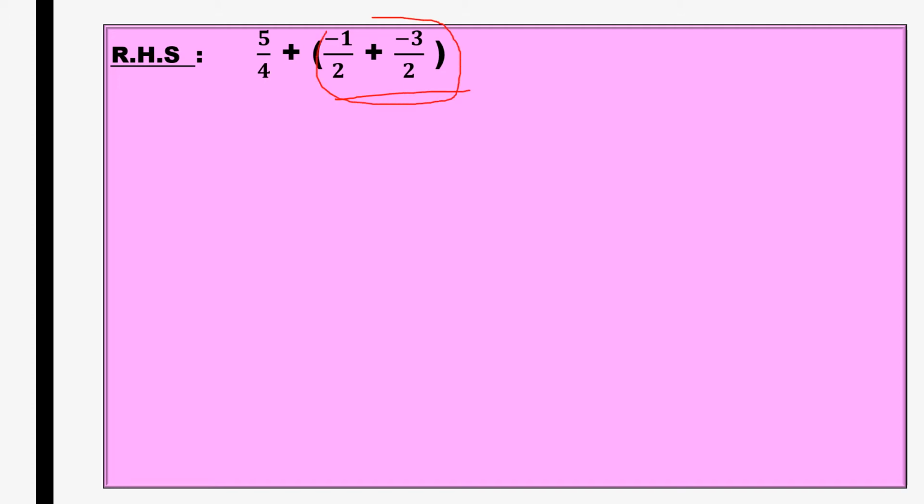So here is your RHS. 5 by 4 plus minus 1 by 2 plus minus 3 by 2. Okay. So first I'll simplify my bracket things. Okay. So always a simplification should be followed as per this word BODMAS. Okay. So BODMAS. Here B means bracket. So first you should simplify the bracket things.